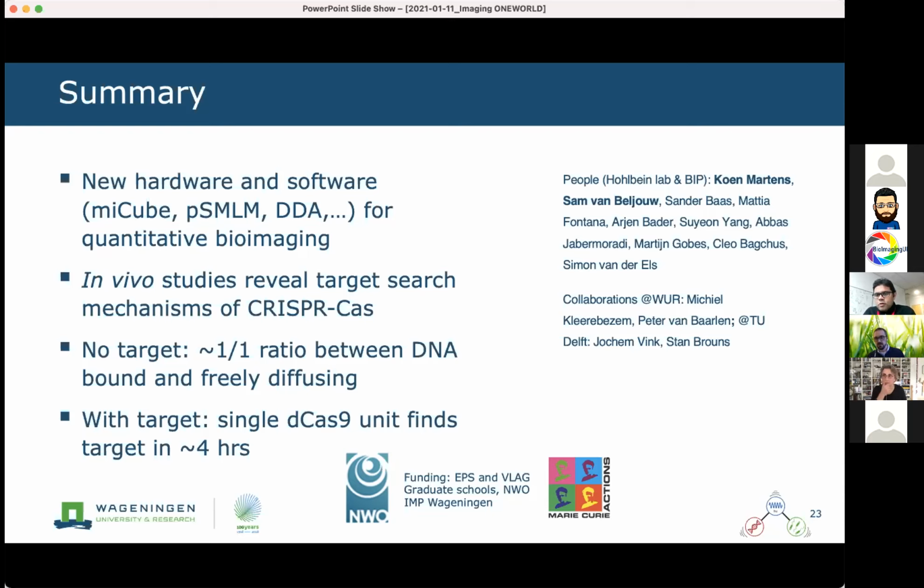The next question is from Cherry Wang, and she asks, is it possible that the labeling with fluorescent protein or dyes affected Cas9 efficiency?